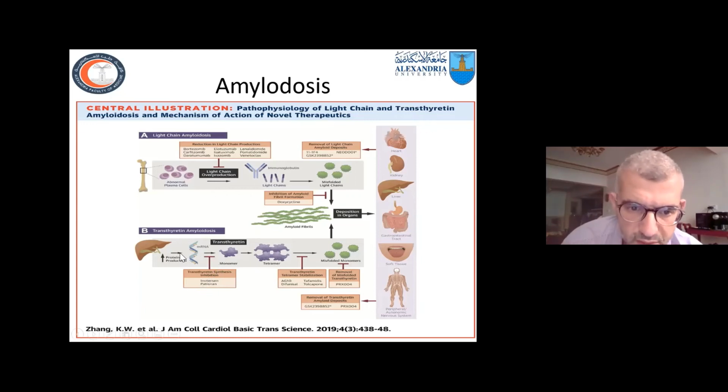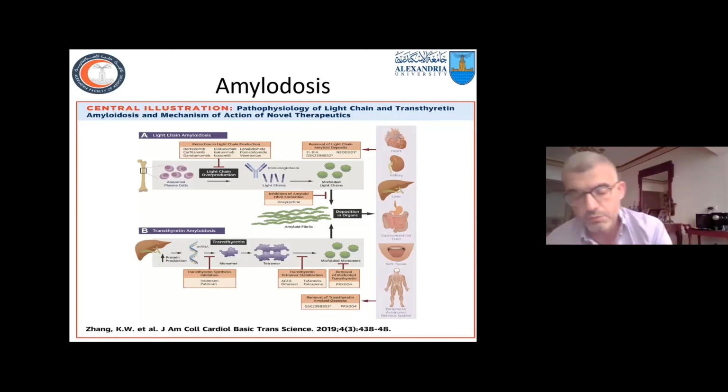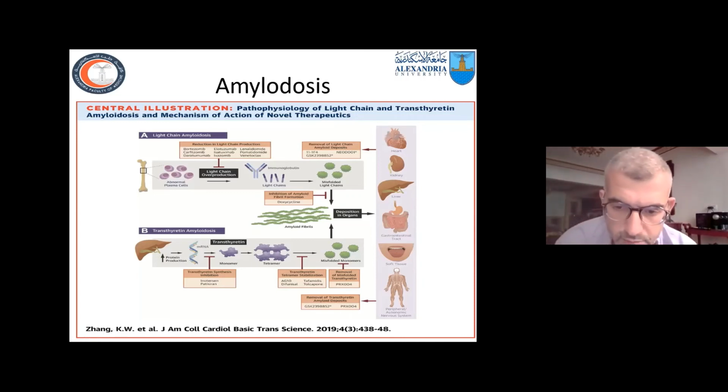For the transthyretin, again, we have the transthyretin synthesis inhibition drugs. We have the tetramer stabilizing agents. We have drugs that nowadays remove the transthyretin amyloid deposits from the end organs, and all of these drugs are showing great promise nowadays in the management of amyloid disease.